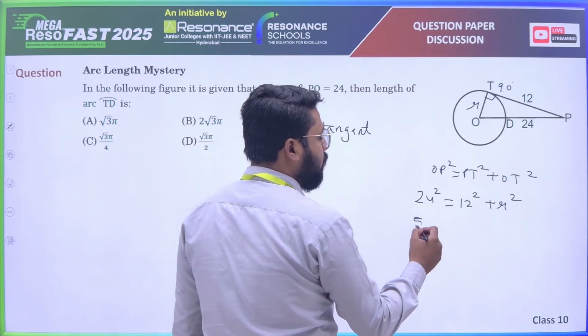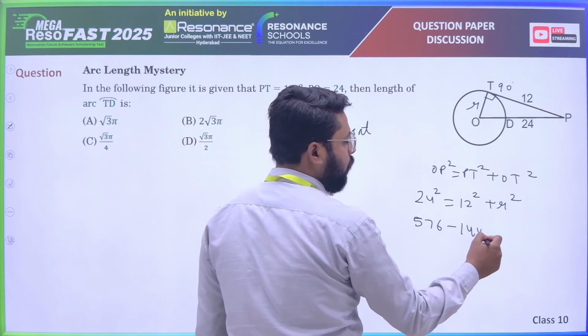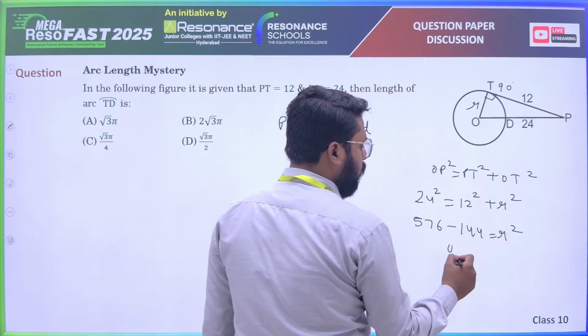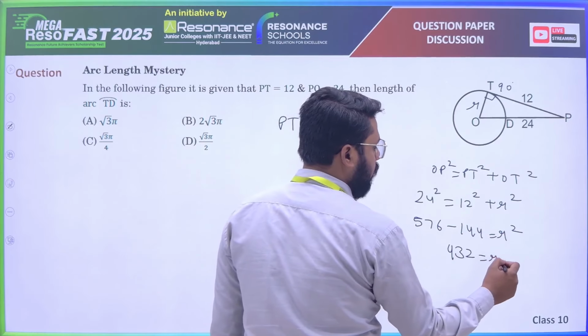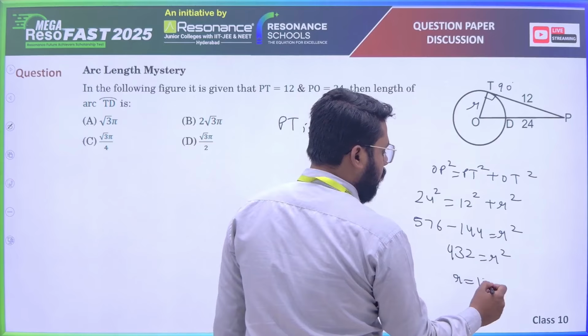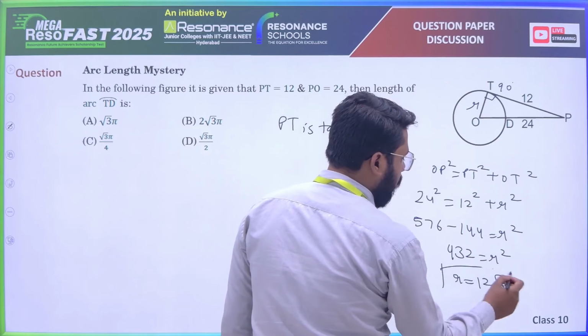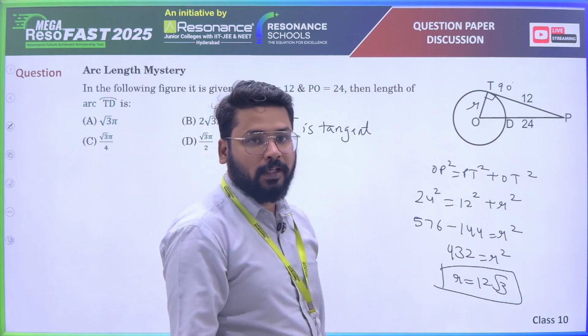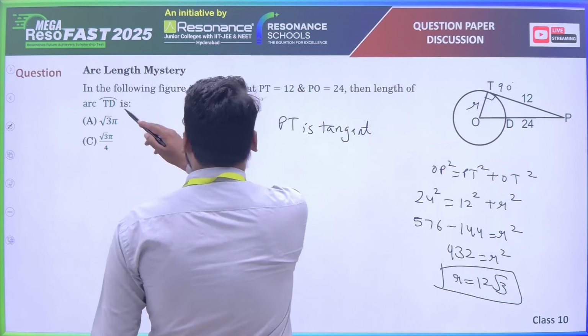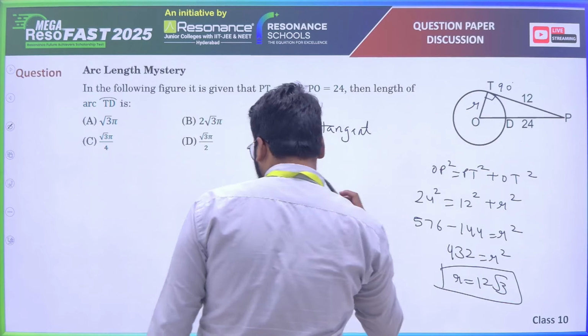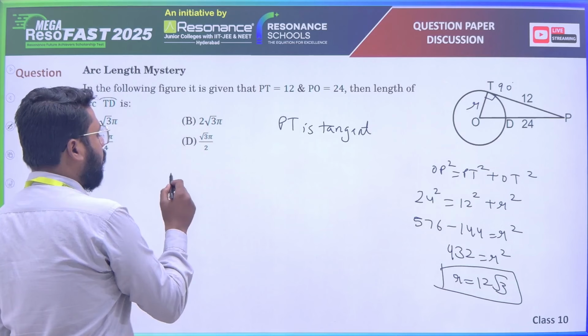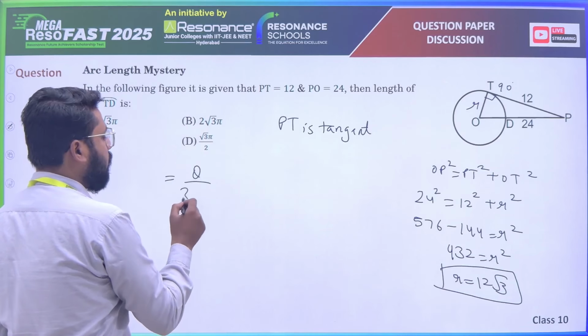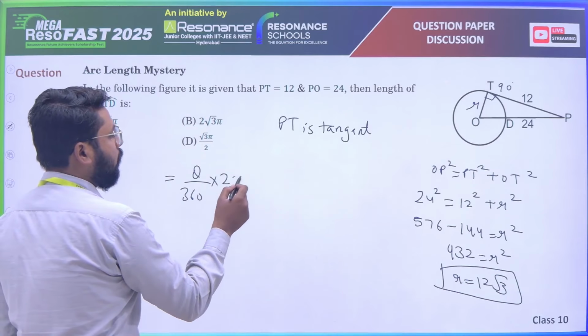That will be 576 minus 144. So 432 is R square. So R will be 12 root 3. We got the radius as 12 root 3. Now we need to find the length of the arc TD. This is the length of the arc. The formula will be theta by 360 into 2 pi r.